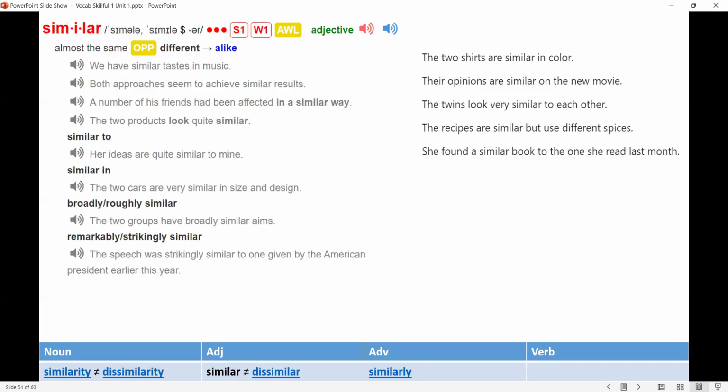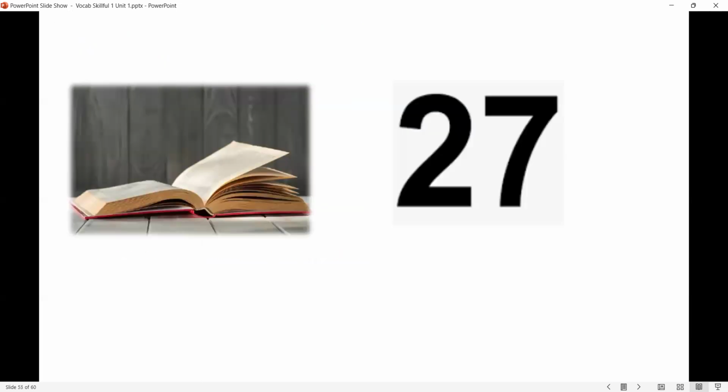Similar. Similar means the same, almost the same, alike, opposite of different. When two things are similar, they are not different. The two shirts are similar in color, so you can say similar in. The two cars are very similar in size and design. The twins look very similar to each other, so similar to. Her ideas are quite similar to mine. She found a similar book to the one she read last month.